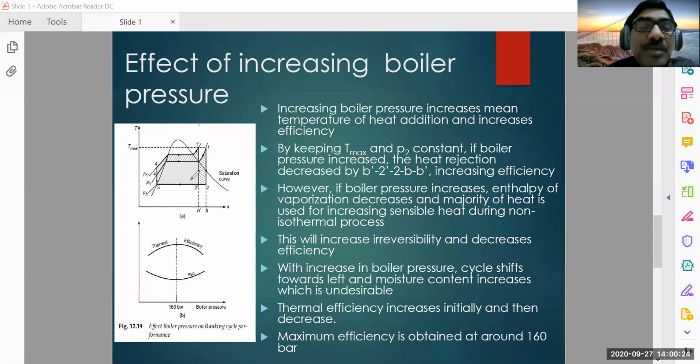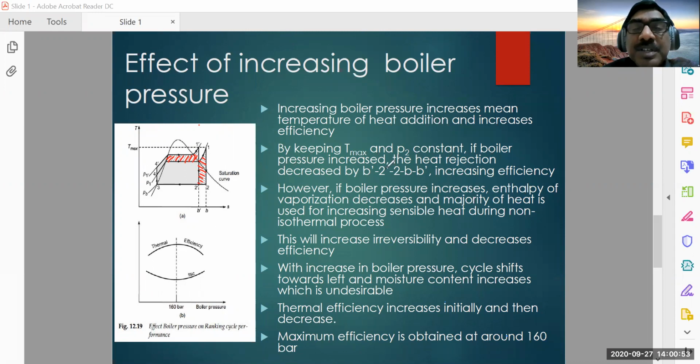And what is the other difference? What is happening actually because of increasing the boiler pressure? So this is the extra amount of heat you are adding, and this is again the extra amount you are adding. Because of this, you are going to get a higher efficiency by keeping the Tmax and P2 constant.